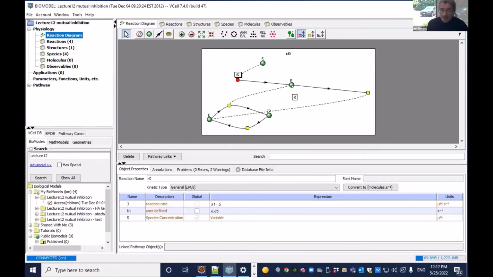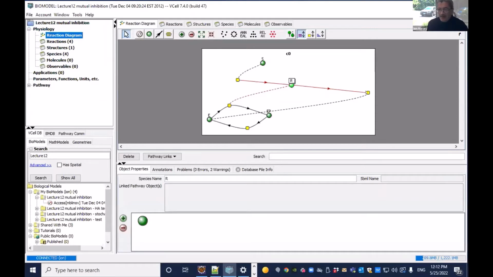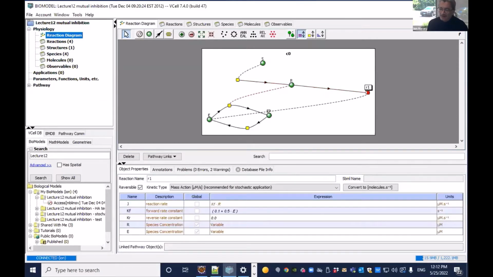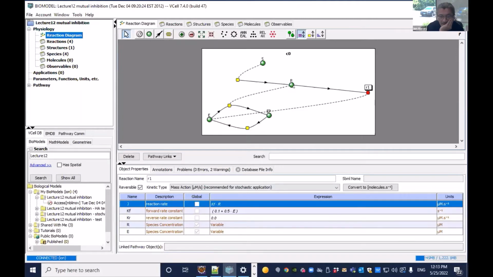Okay. Now, this protein of interest called R also has another reaction, this time with no product. There's just a substrate, but no product, which is degradation of R. Again, this is something extremely simple and typical for many biological models. And if we look at the rate of this reaction, it is a forward rate constant multiplied by the concentration of R. So your typical mass action kinetics. The higher the concentration, the faster the rate of degradation.